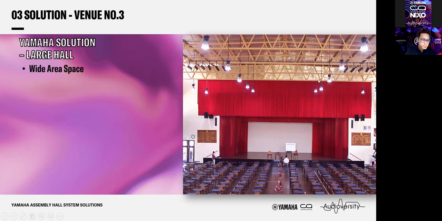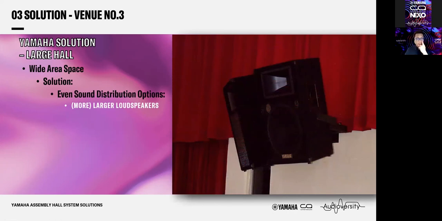The first point being a wide area space. The solution is using larger loudspeakers, of course, and having more loudspeakers. You see these speakers are angled to a certain area. If you can recall the earlier picture of the hall, they have these speakers directed to the sides, and this speaker angled to be directed to the center area. So this gives it a very even sound coverage.